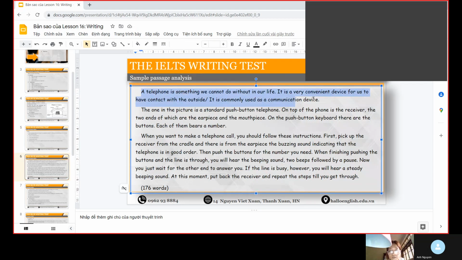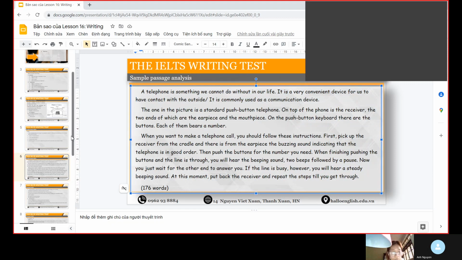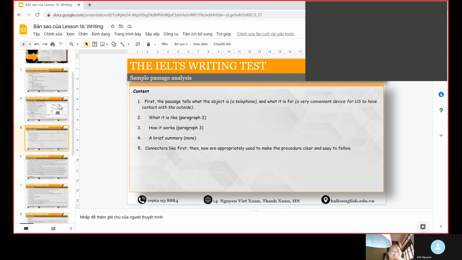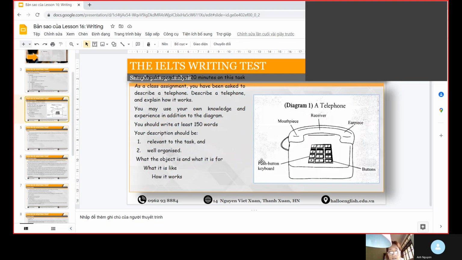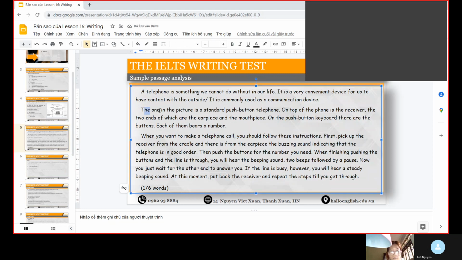Here is the answer for the first question, the first small paragraph. The second paragraph is the answer for the second question, what it is like. Let's see how they describe it. Here, the one in the picture is a standard push button telephone. First you have to say what kind of object this is.